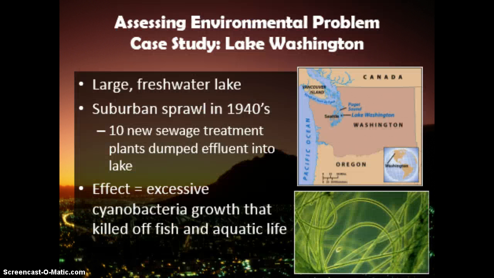And what was happening is in the 1940s, a lot of cities were built up here. So a huge population was coming in, and we were starting to see what we call suburban sprawl, where houses are just being built in every direction, lots of development. So because of this huge new population, we had 10 new sewage treatment plants that are surrounding the lake, and they're all starting to dump their effluent, which is just their discharged treated sewage, into the lake.